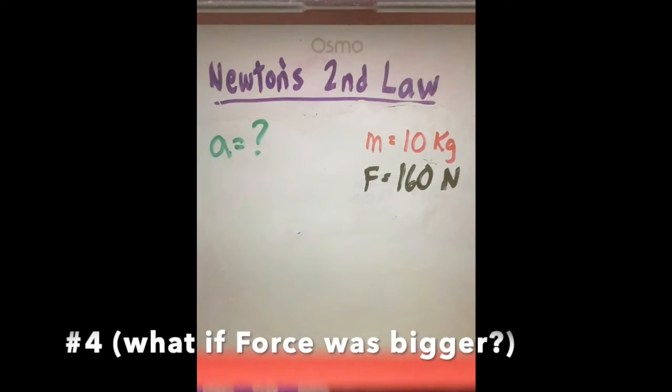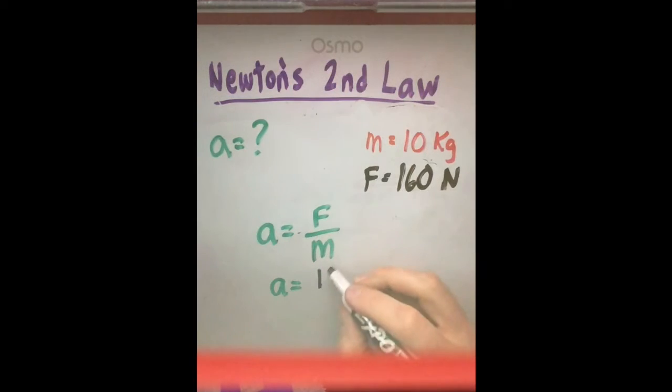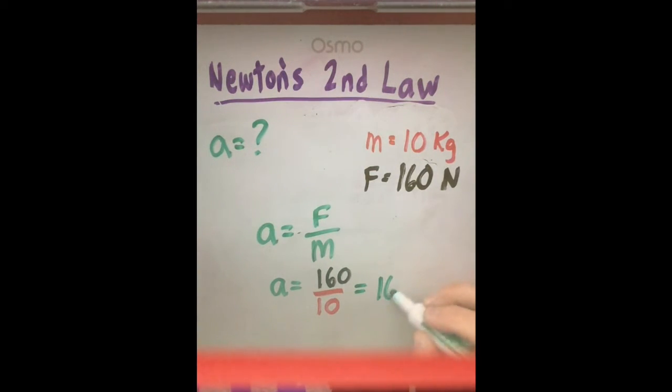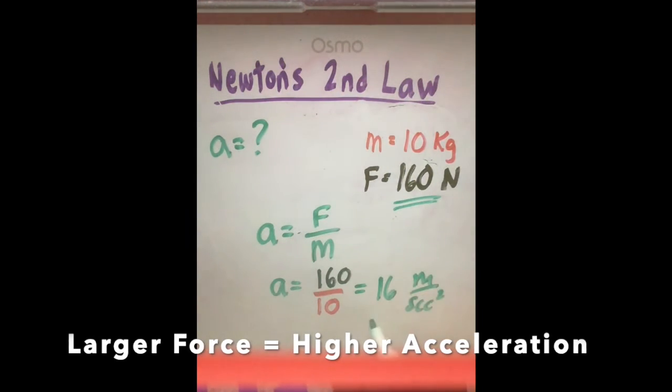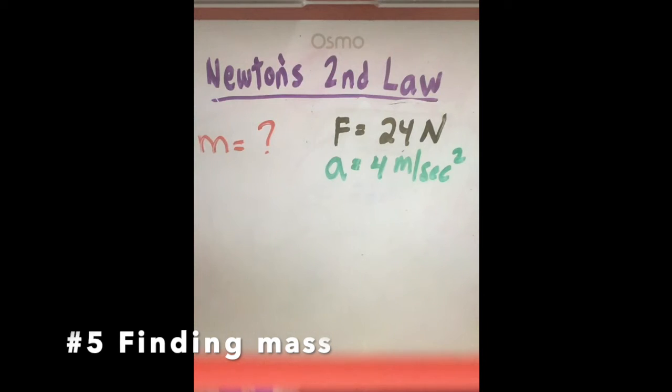Now, what would happen to the acceleration of the object if we doubled the net force acting on it? Now, we use the same formula, a equals F over m. But now we're plugging in 160 as our force and 10 kilograms as the mass, giving us an acceleration of 16 meters per second squared. Now you can see when the force is doubled, the acceleration was doubled from 8 to 16 meters per second squared. Let's try one more set of problems.